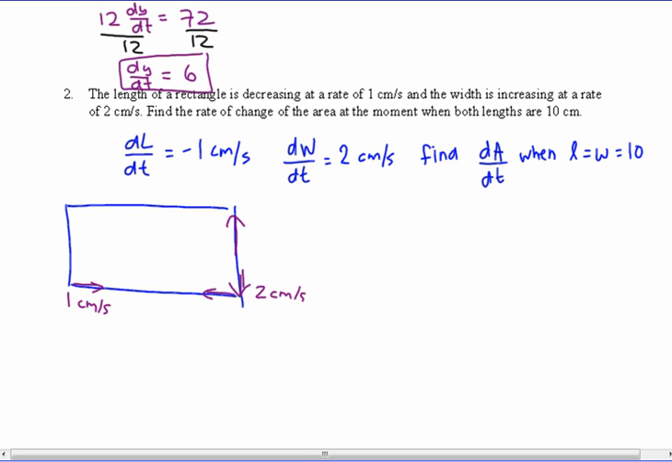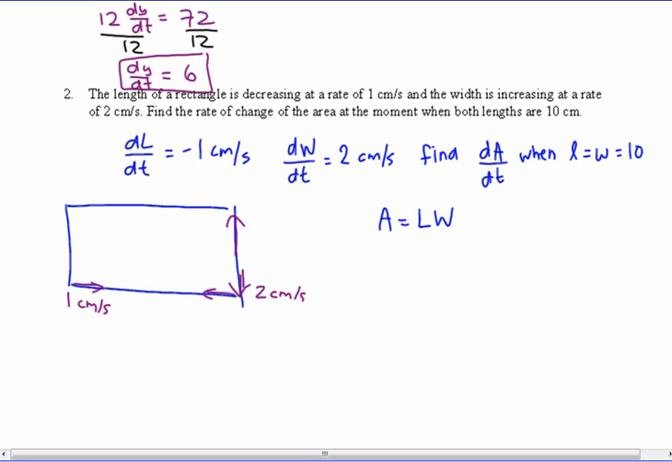So is there a relationship between A, L, and W that we know of for a rectangle? Area equals length times width. And do we know the rate of change for everything, or are we looking for it? So we're looking for this one. Do we know these two? The rates of change for these two. Yeah, so we can go straight to deriving here. We don't have to get rid of a variable.